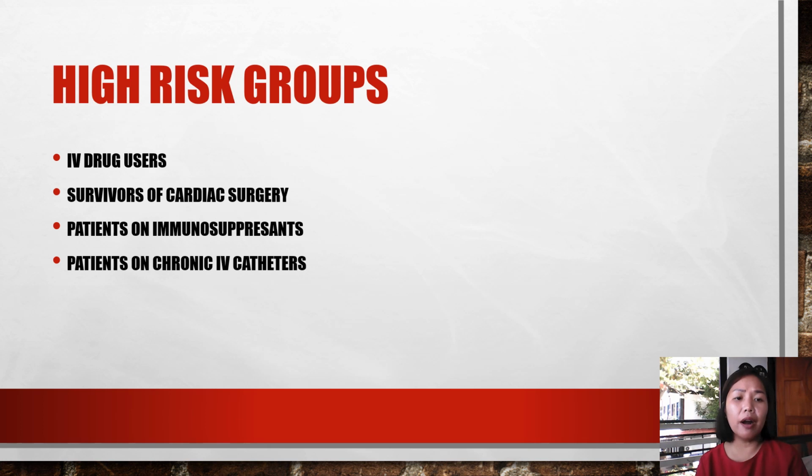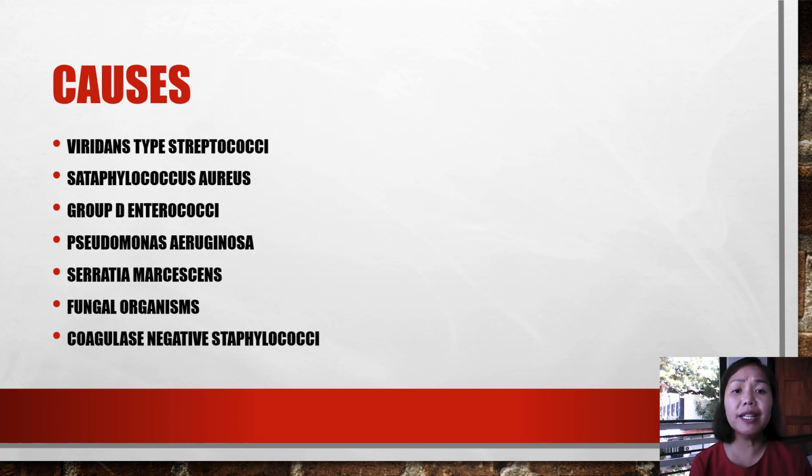The high-risk groups are the intravenous drug users, survivors of cardiac surgery, patients on immunosuppressants, and patients on chronic intravenous catheters. Viridans type Streptococci or alpha hemolytic streptococci and Staphylococcus aureus remain the leading causative agents for endocarditis in pediatric patients. Alpha hemolytic strep is common in those with congenital heart disease. Staphylococcus endocarditis is more common in patients with no underlying heart disease.